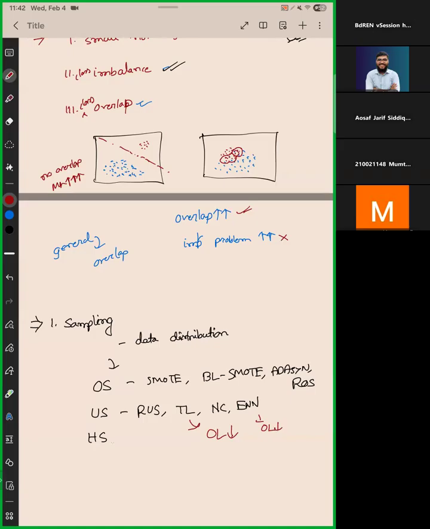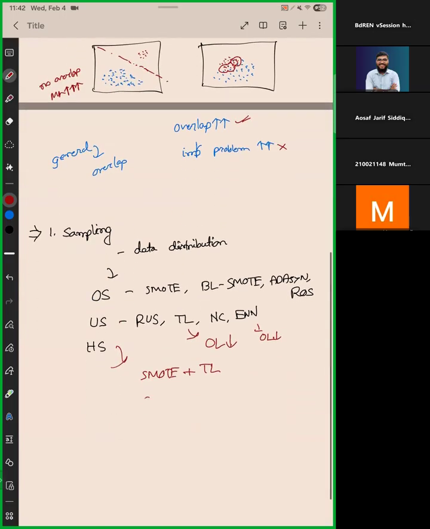Now the last one, hybrid sampling, is just the combination of these two. You will perform Tomek link to reduce class overlap and use SMOTE to actually add more samples to the data set, or SMOTE plus ENN. Two popular techniques. Now, which one do you think gives the best performance out of all these techniques in general?